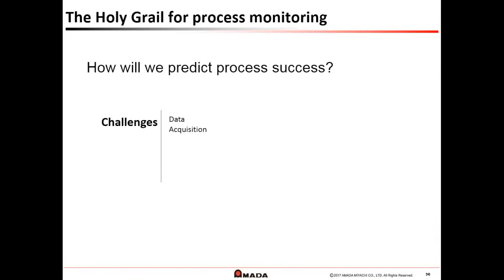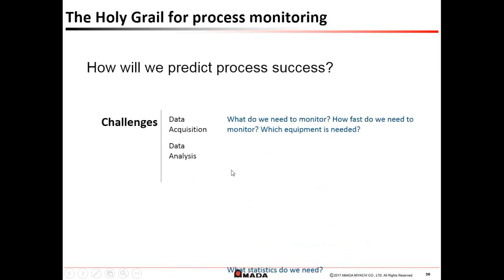Well, we need to acquire data. That's what the monitors are there for. But now, which parameters do we need to monitor? Is it voltage? Is it current? Is it force? Is it displacement? Or all of them? How fast do we need that monitor? How fast is that weld occurring? How fast does that information need to be fed back into the machine? And which equipment is needed for that? Do we need toroidal coils, displacement sensors, load cells, and so on?